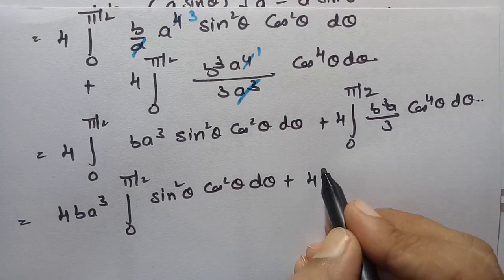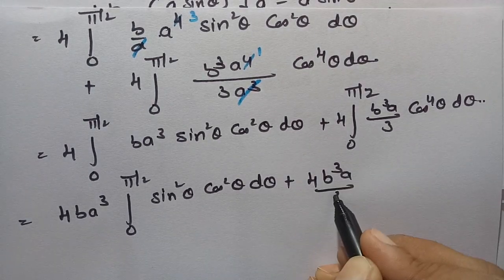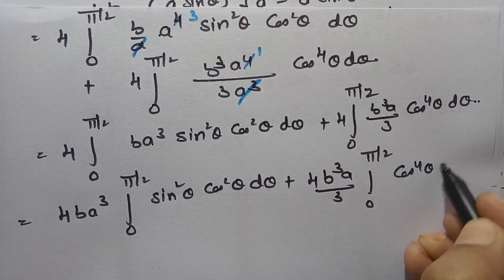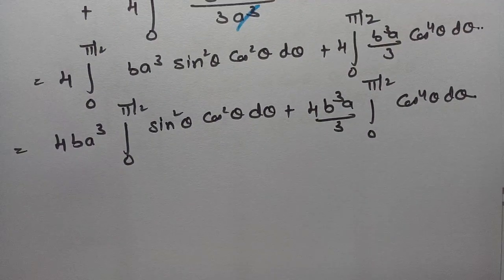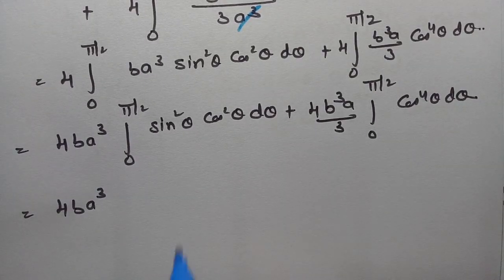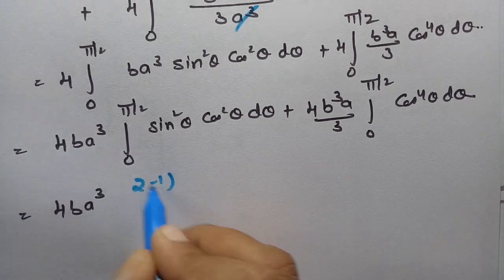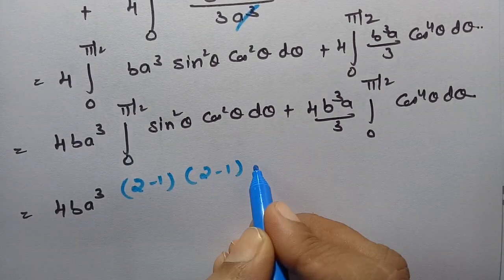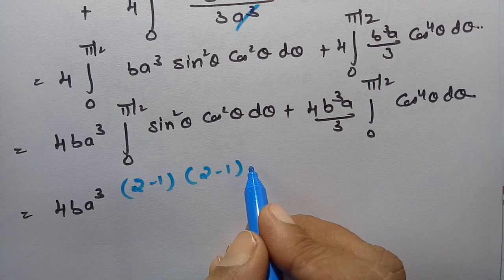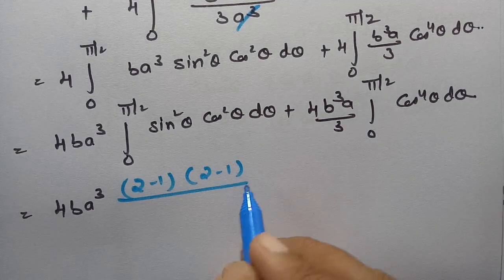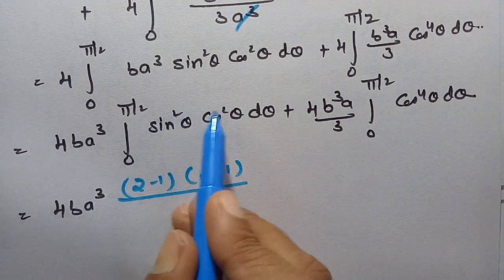And now this is 4b cube a by 3 integral 0 to pi by 2 cos power 4 theta d theta. Now this will be 4b a cube. So there is a formula here. We have to repeatedly take all the odd numbers from the numerator. So the next odd number will be 2 minus 3. We shouldn't get negative, we shouldn't get 0. Until then we have to take. So we have to add up these two, m plus n.